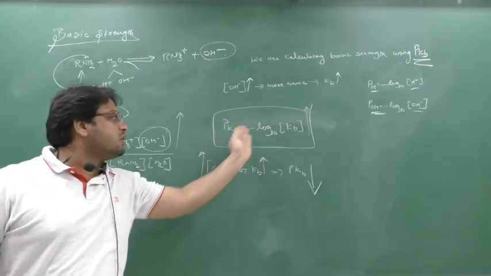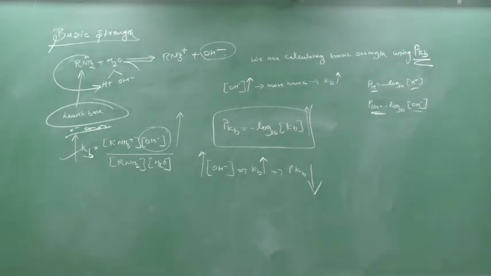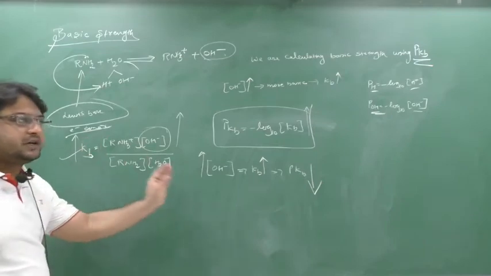જેટલું Kb વધે એટલે more negative આવે. pKb will be more negative, so pKb will reduce. Yes or no? જેટલું OH minus વધે, basic characteristic વધે.